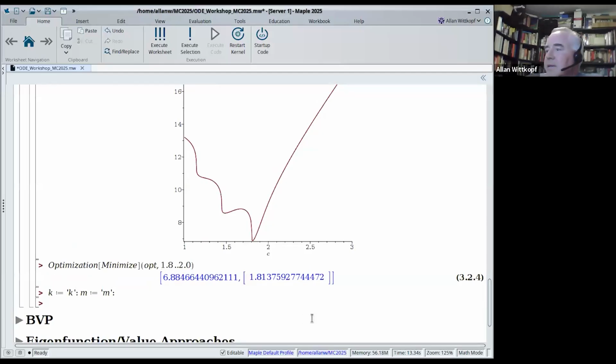So are there any questions on that parameter optimization and such at this point?